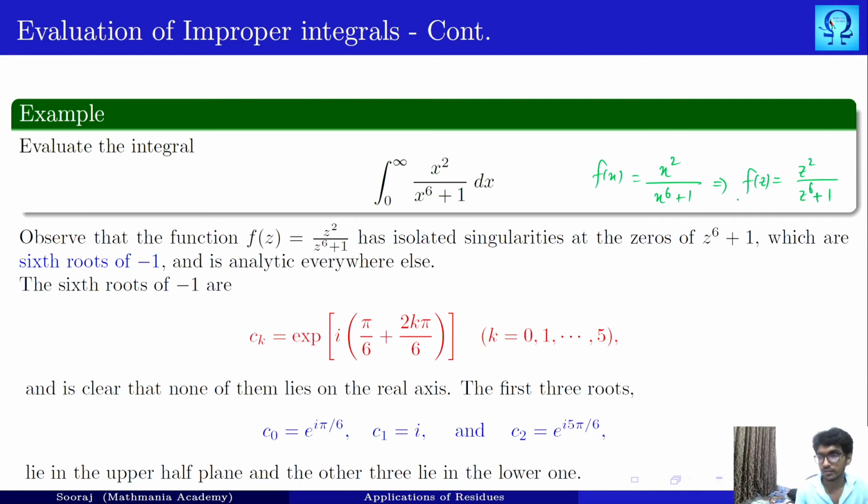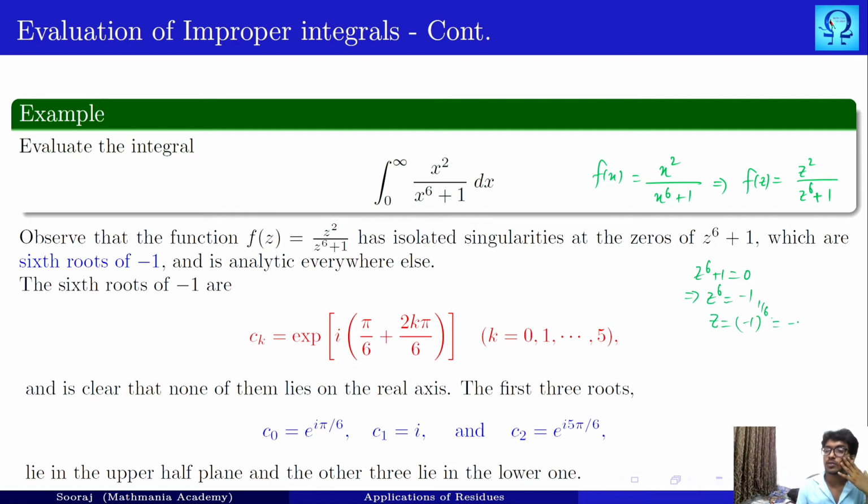Singularities of the function f of z. So the singularities are given by z power 6 plus 1 equals 0. This is nothing but z power 6 equals minus 1. Therefore, z equals minus 1 to the power 1 upon 6, which means we'll have to find out the sixth roots of minus 1.